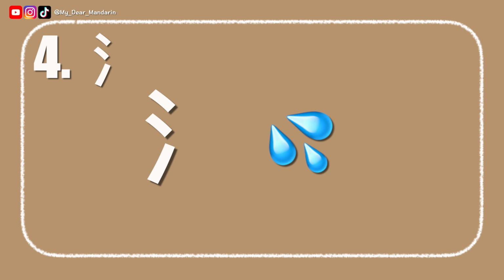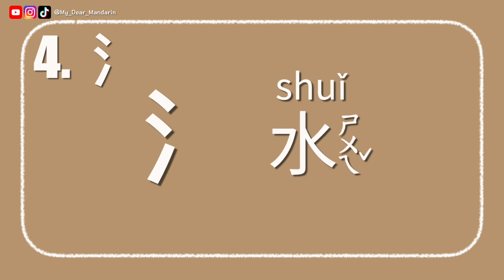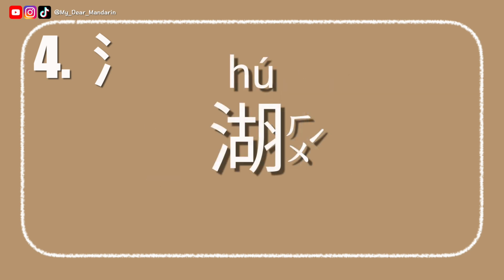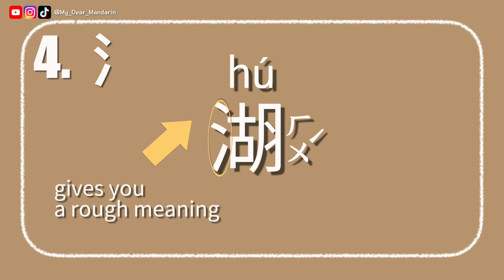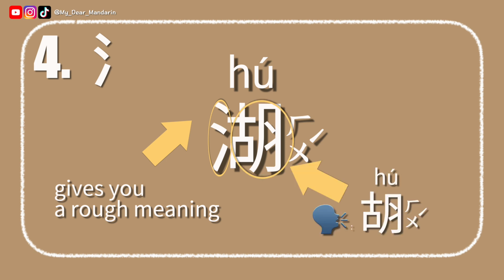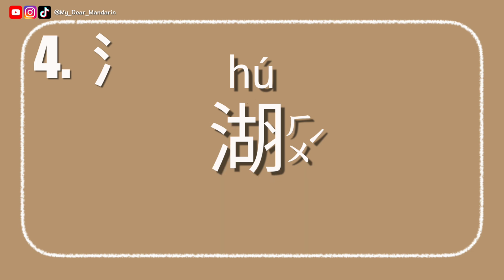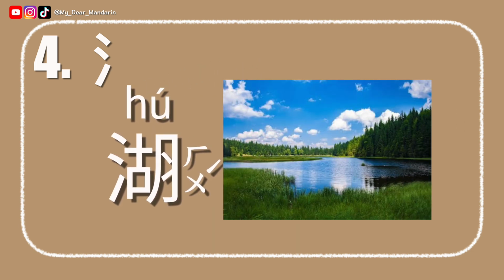The fourth radical, 水部, means water and originated from the character 水. We'll use the character 湖 as our example. The radical 水 on the left gives you a rough meaning, while the part on the right, 胡, gives you the pronunciation. Combined, this character is the Mandarin word for lake.